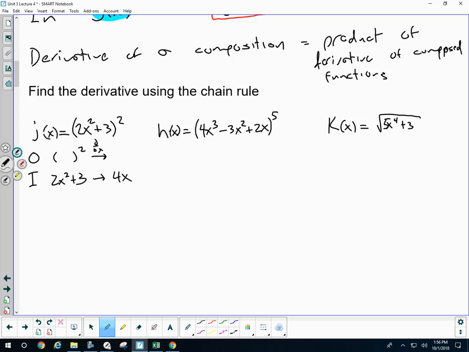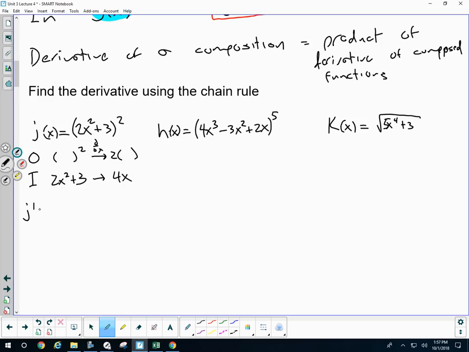But instinctually, discuss with your neighbor, what do you think we would write the derivative of parentheses squared as? If you think this is like an x squared, you'd say the derivative of x squared is 2x. Well, we're going to say the derivative of parentheses squared is 2 parentheses. So that's correct. So instinctually, we got it right.